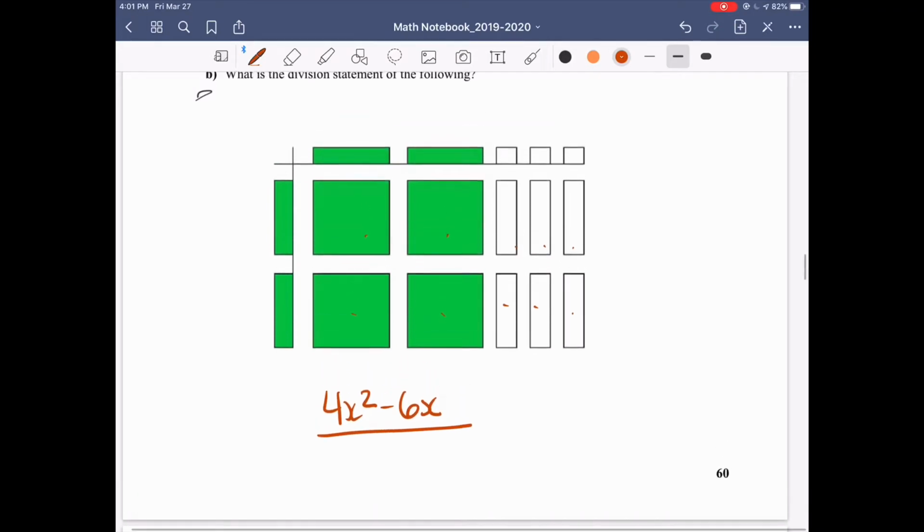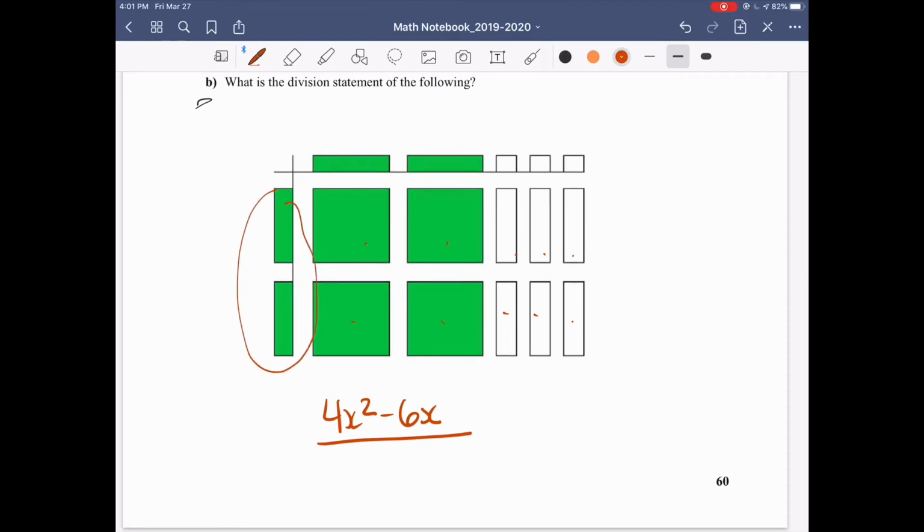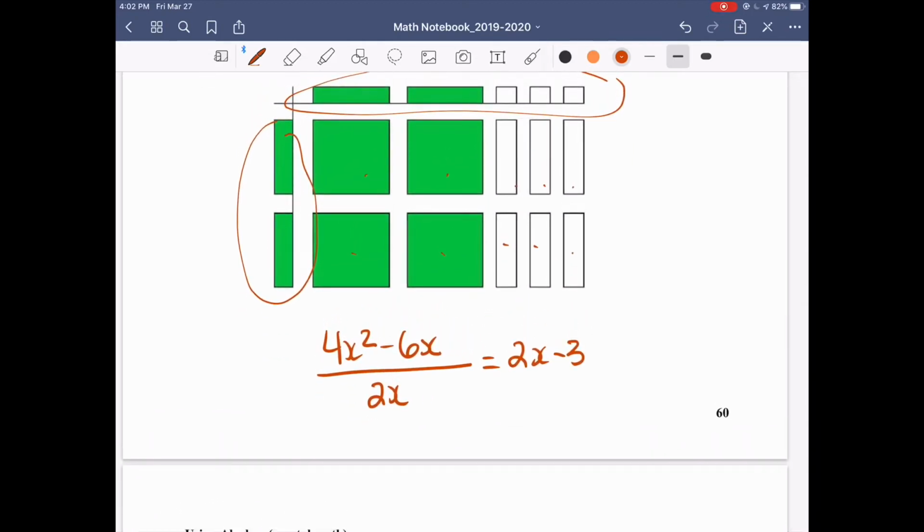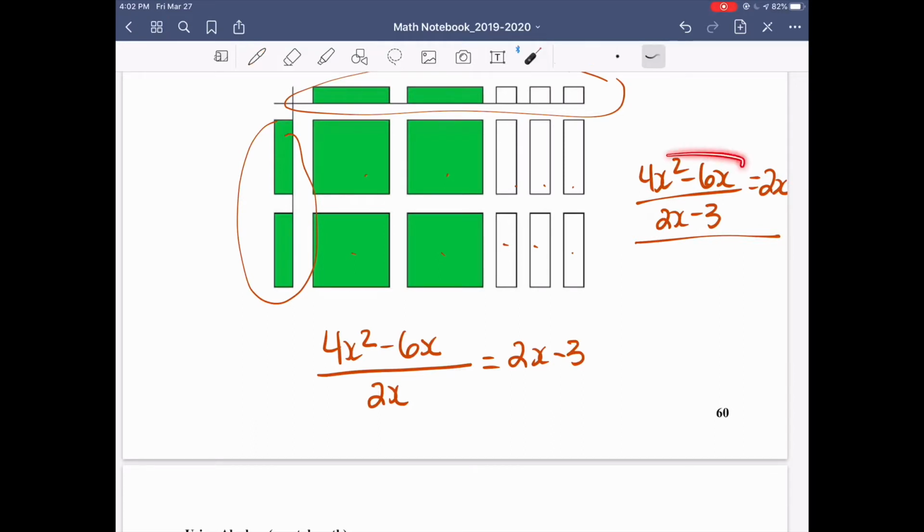Now, this is why there are 2 answers, because you can either choose to divide it by the side or by the top. So you can say 4x squared minus 6x divided by positive 2x equals 2x minus 3. Or, I'm going to write it over here, 4x squared minus 6x over 2x minus 3 would equal 2x. But this one we're not really going to be using, because we're not going to be learning binomial divided by binomial. We're going to focus on binomial or polynomial divided by monomial.